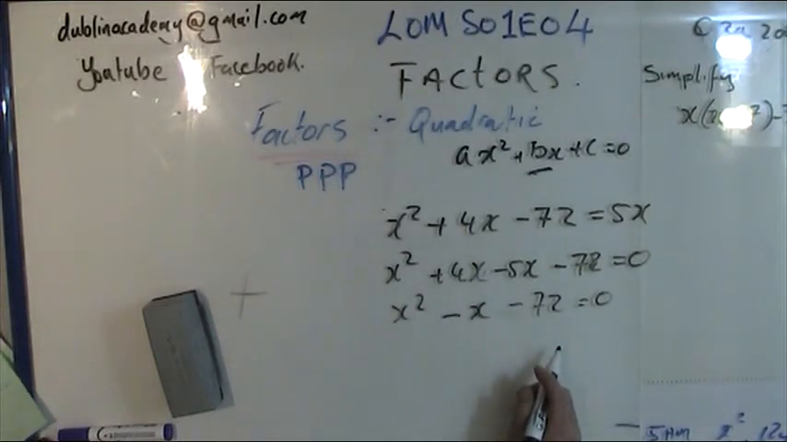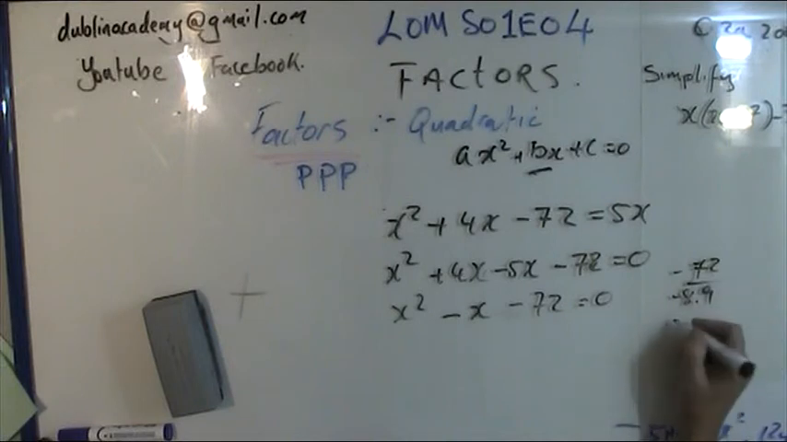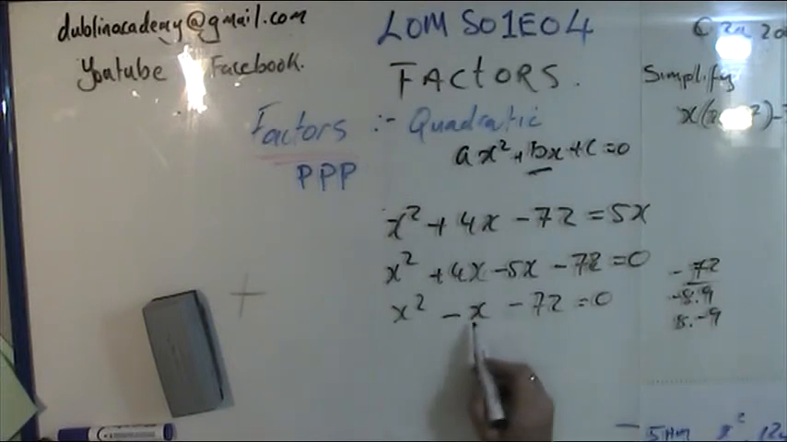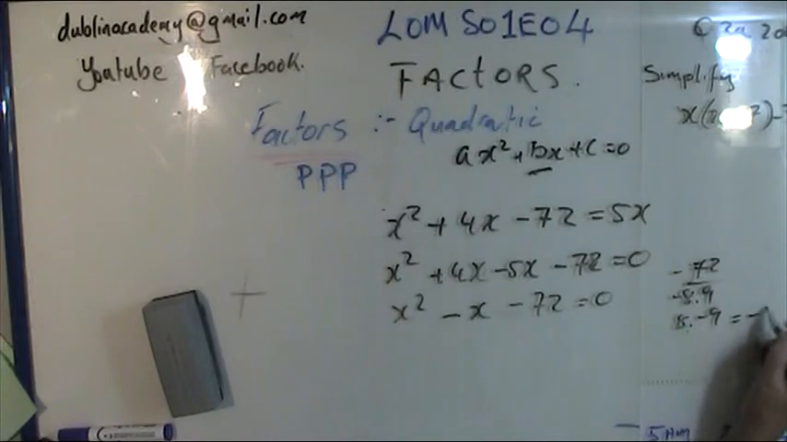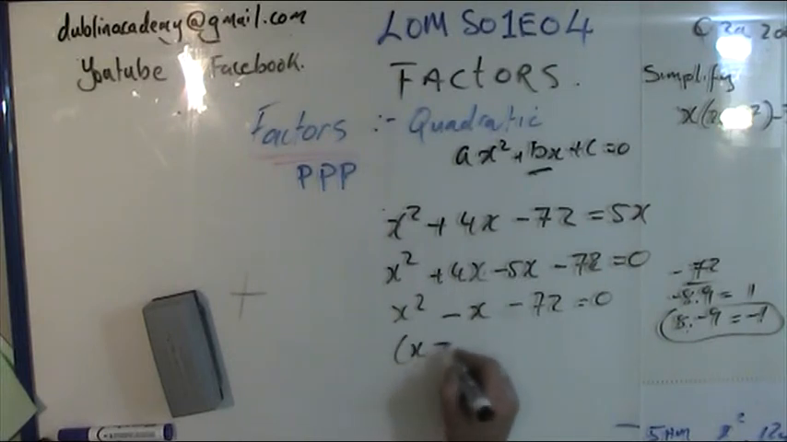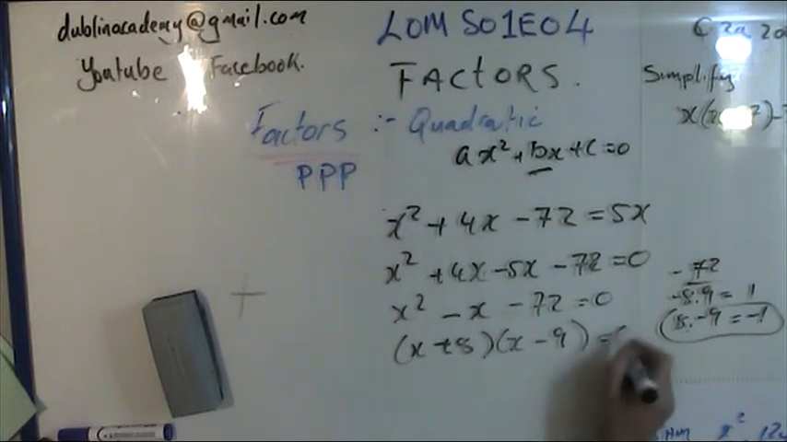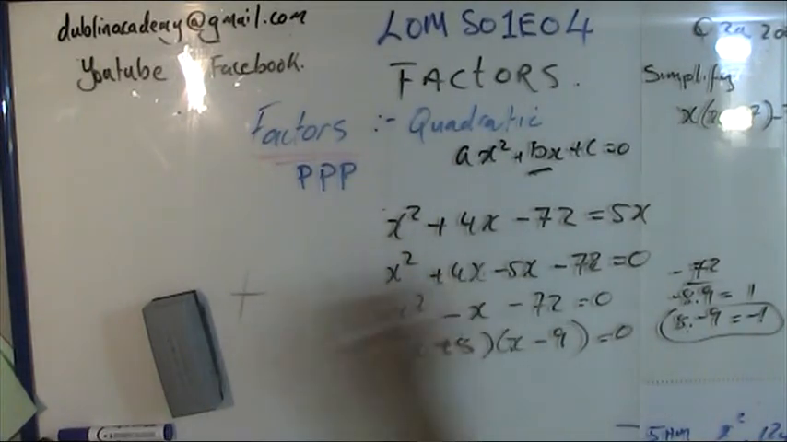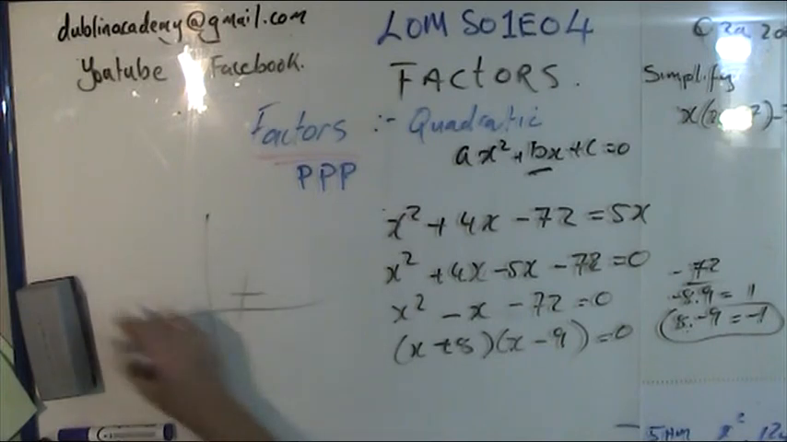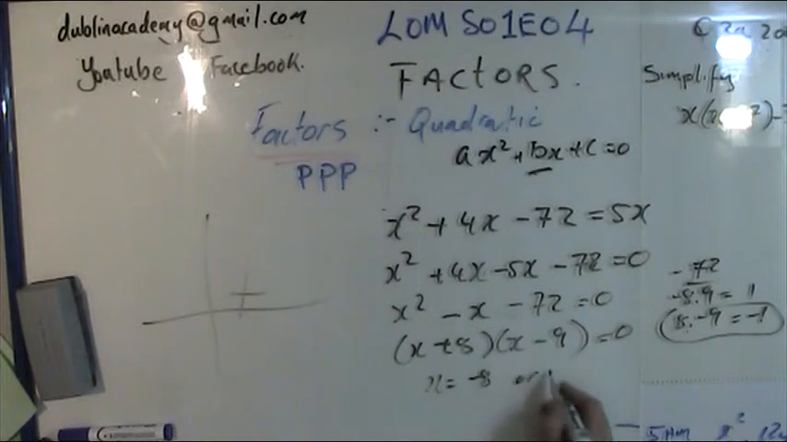And the factors of 72 are 8 and 9. So minus 72, minus 8 plus 9, 8 times minus 9. Which one is it? It's this one. They add to give me minus 1. They add to give me 1. So it's these factors here I'm interested in. 8 and minus 9, so that becomes x plus 8 times x minus 9, the factors of this equation. So I can now put it on a graph. So x is equal to, make a mini equation, minus 8 or x is equal to 9.